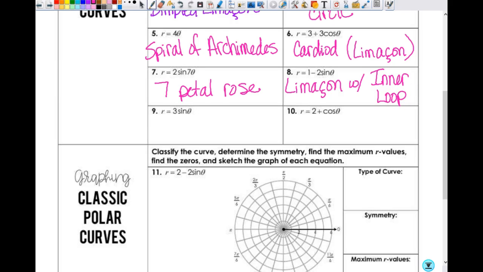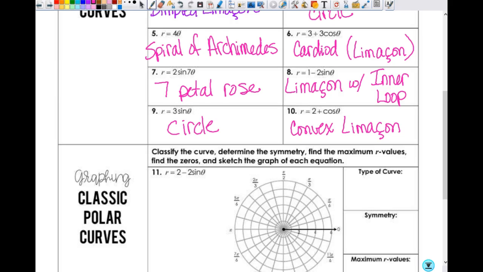Yes? Okay. All right, so then number 9. What do we think that is? Circle. Good. And then 10. Good. That would be a convex limacon. Because the ratio is 2. So any questions about any of those? We're all good?